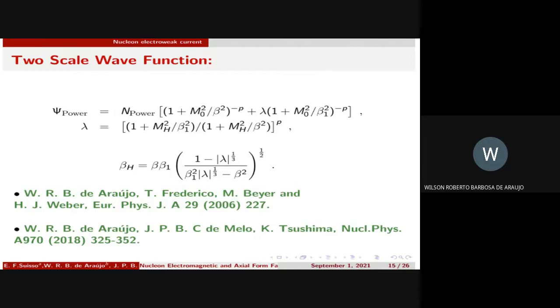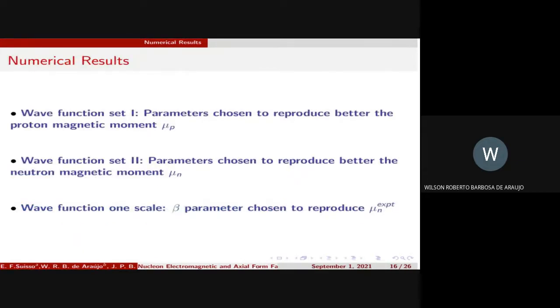In numerical results, we have studied three kinds of wave function. Set 1: parameters chosen to better reproduce the proton magnetic moment. Set 2: parameters chosen to better reproduce the neutron magnetic moment. And one-scale: the beta parameter chosen to fit the experimental neutron magnetic moment.